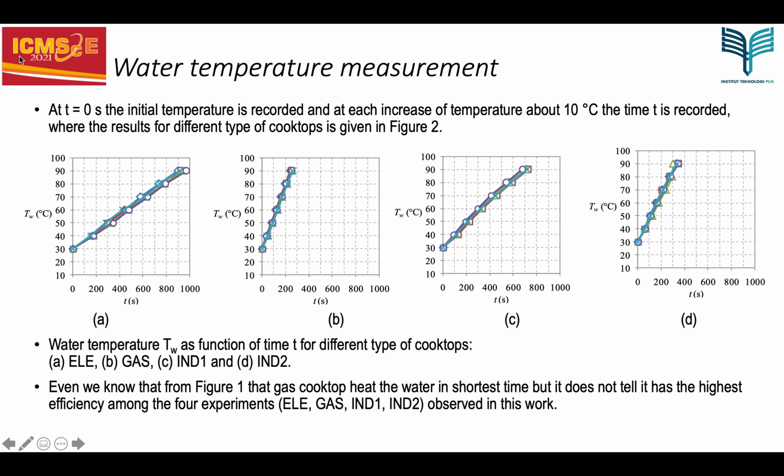Water temperature measurement. At time 0 seconds, the initial temperature is recorded, and at each increase of temperature of about 10 degrees Celsius, the time t is recorded, where the results for different types of cooktops are given in figure 2. Even though we know from figure 2 that the gas cooktop heated the water in the shortest time, it doesn't tell that it has the highest efficiency among the 4 experiments observed in this work.